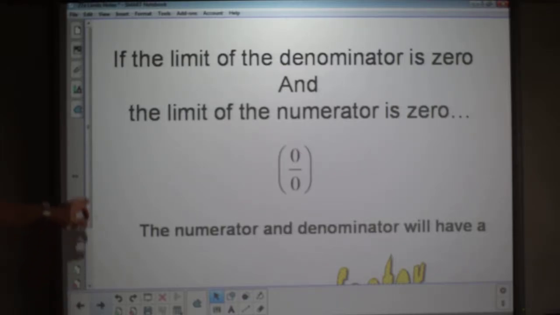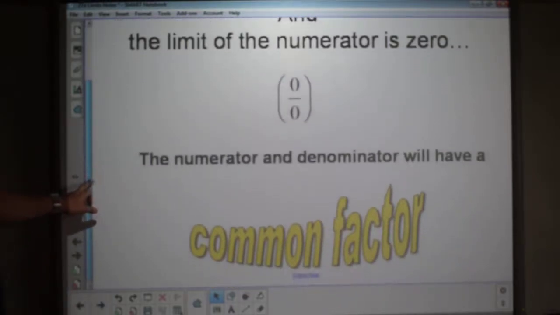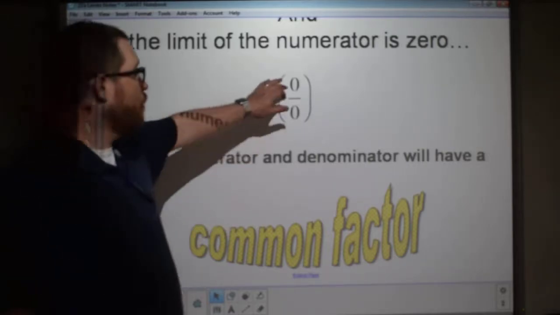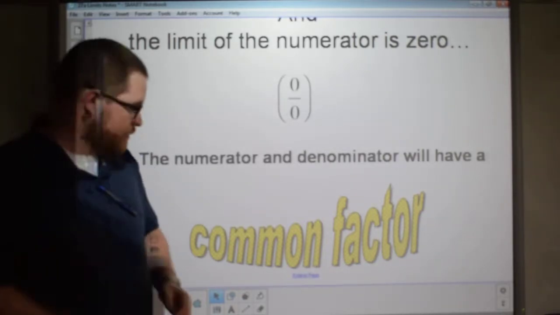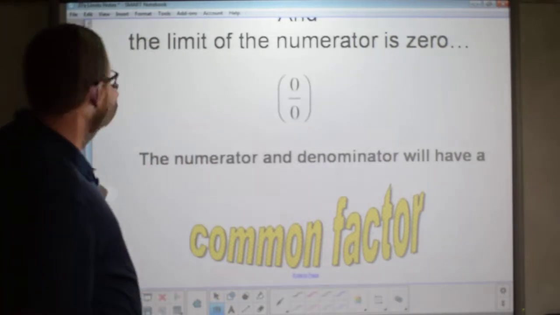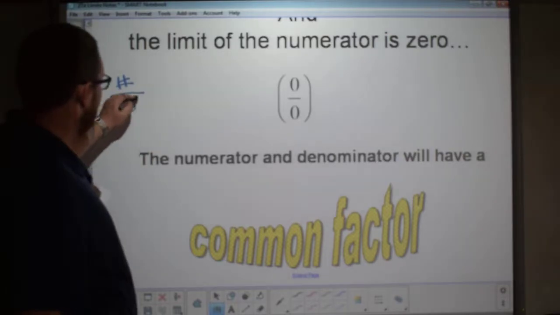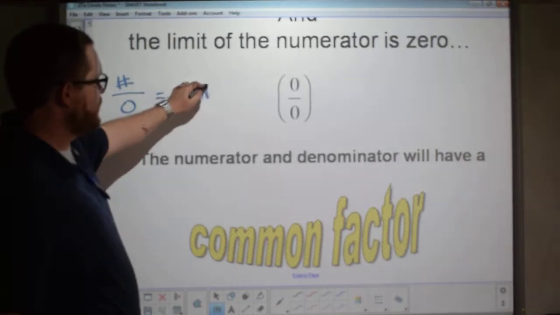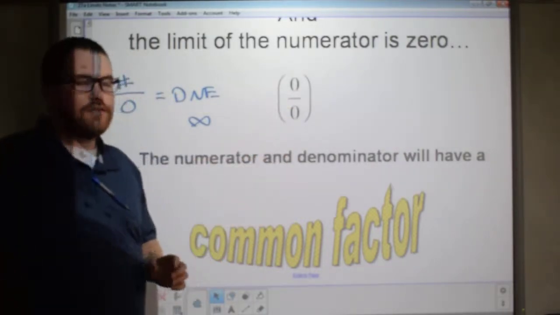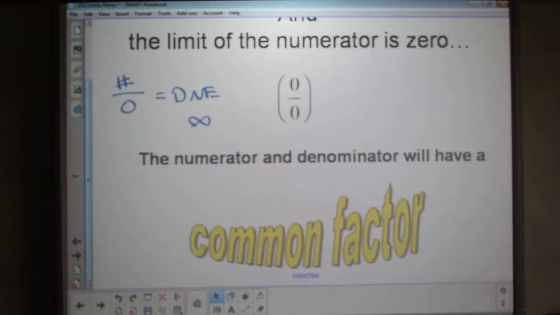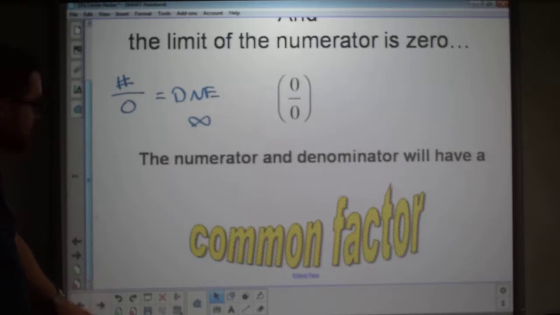What happens if you get 0 over 0? Then we have some sort of common factor. If we get 0 over 0 when we plug in, that means we have more work to do. As a side note, if you get a number over 0, you can just go ahead and say that limit doesn't exist because it's going to an asymptote. But 0 over 0 is the one that we spend most of our time with because that means we have more work to do.